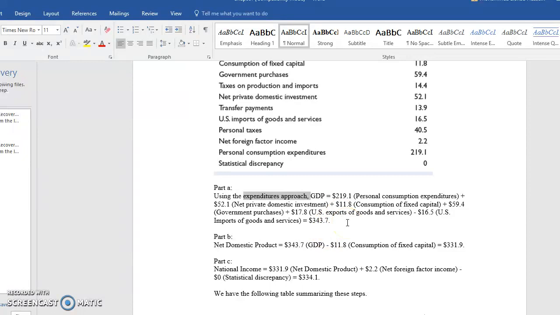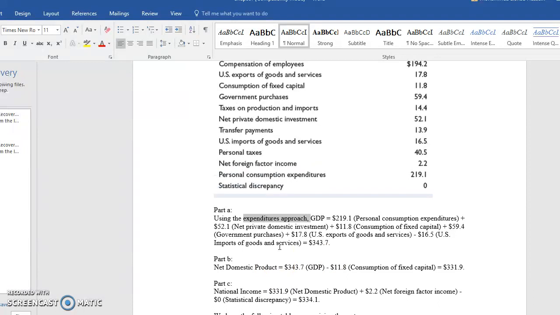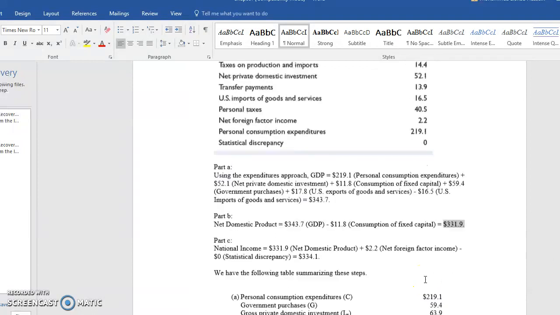Okay. Now the next part is part B. We have to find net domestic product. We know that net domestic product will be GDP minus consumption of fixed capital, which is depreciation. So net domestic product tells us the size of the output of the economy once we account for consumption of fixed capital or depreciation. When we account for that, net domestic product now becomes 331.9, part B.